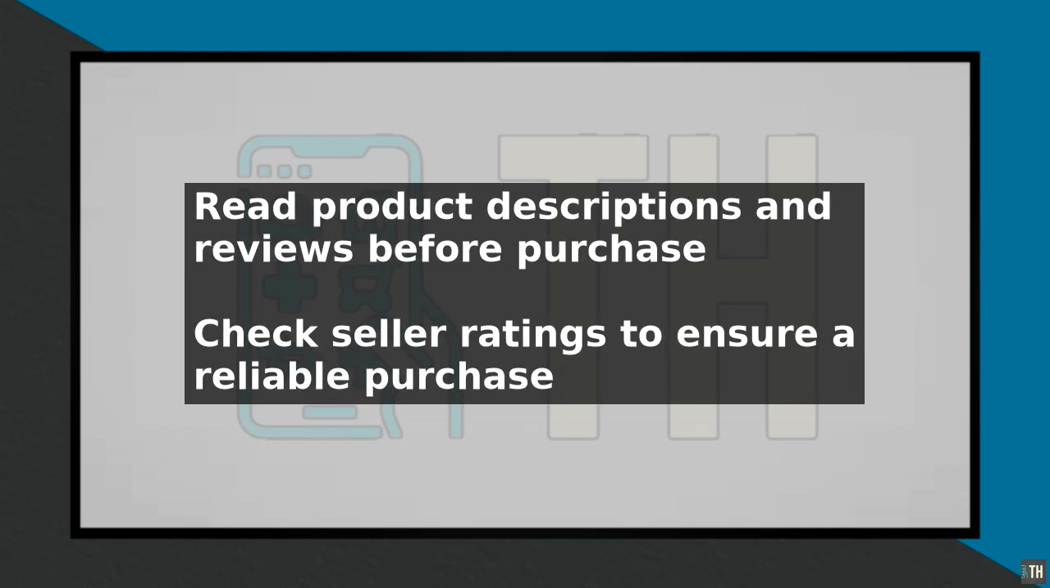To make a purchase, click the Buy Now button on the product details page. You will then be prompted to enter your shipping and payment information. Make sure to fill out this information accurately to ensure your order is processed correctly.